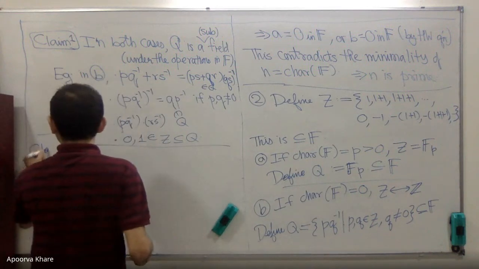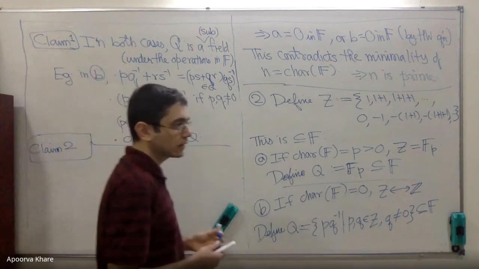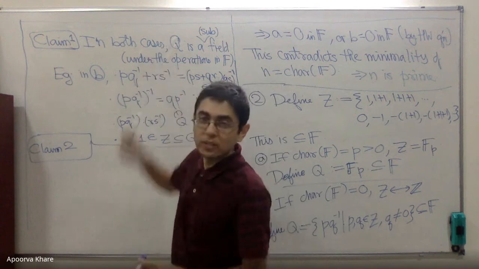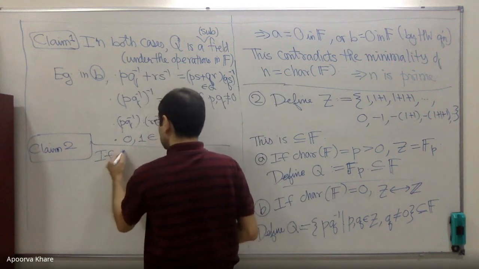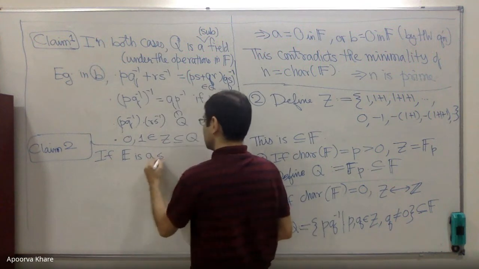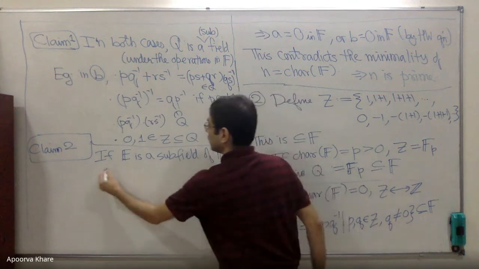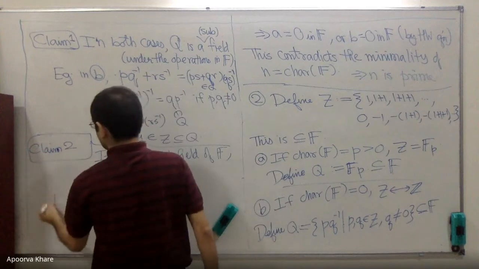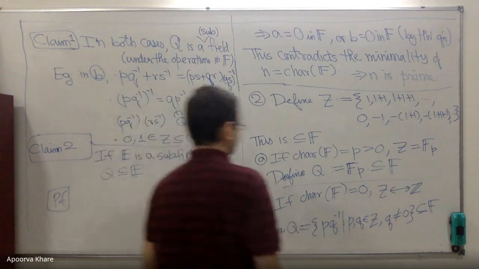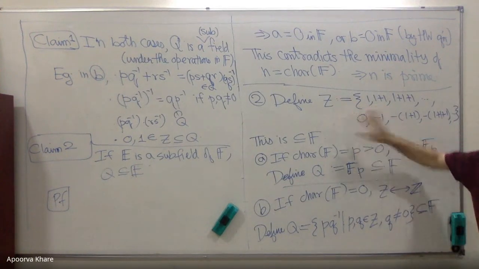Claim 2. What is the second claim? It is the fact that this Q is the minimal field. So if E is a subfield of F, then Q contains E. Why is that true? I'll just write down a quick proof. Again, you can pause and think for yourselves, but basically it comes from here.